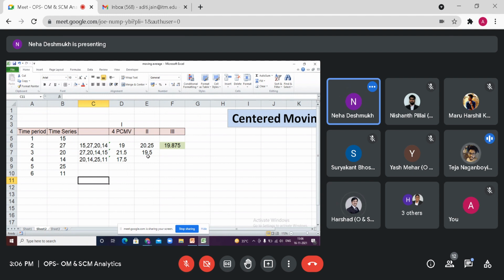Ma'am, first can you go with the flow? Actually, I got disconnected, ma'am. After this, in the second stage, we will take this. First calculate the 4 period moving average, then the average of these two values. The average of these two values will be this. Then the average of these two values will be this. We want to calculate the centered moving average. Yes, ma'am. Got it.